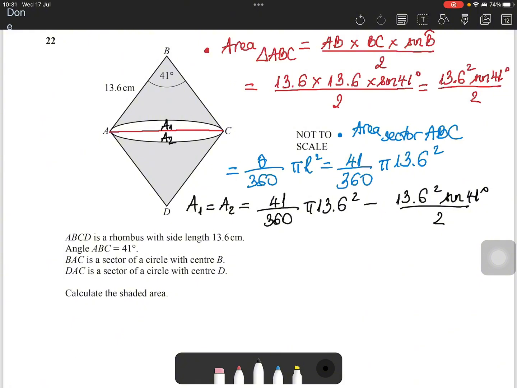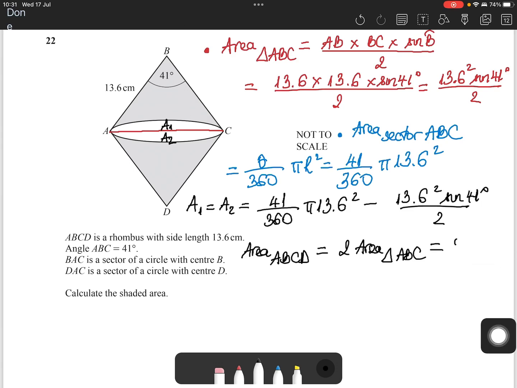Then we also find the area of the rhombus. Area of the rhombus ABCD is twice the area of the triangle ABC, which is 2 multiplied by 13.6 squared sin 41 over 2. And the answer for this is 13.6 squared sin 41 degrees.